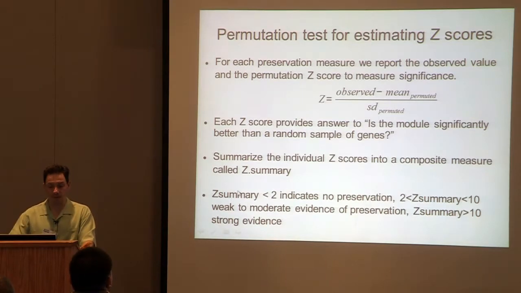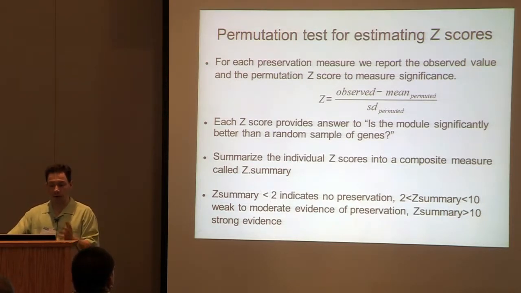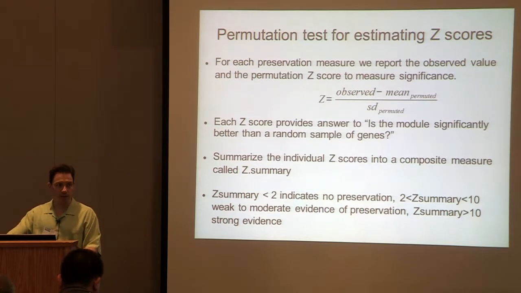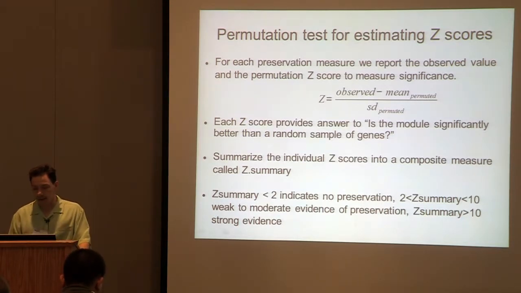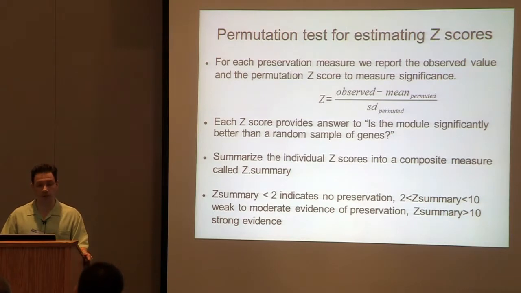And for that statistic, we have thresholds. We say, if Z summary is less than 2, then there is no evidence that the module is preserved. And that's a wonderful statement to make, because we can say no matter how you cluster your data or what transformation you apply, this module is simply not preserved. The connectivity pattern is not preserved, the density is not preserved. In contrast, if your Z summary value is bigger than 10, we say there's strong evidence that it's largely preserved.